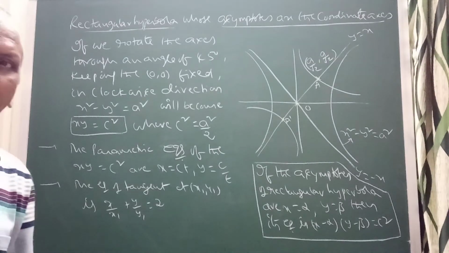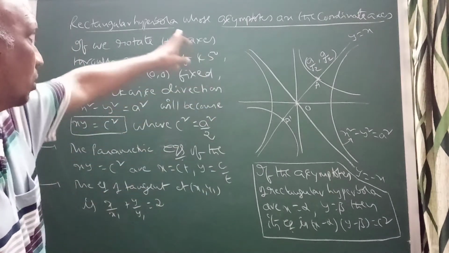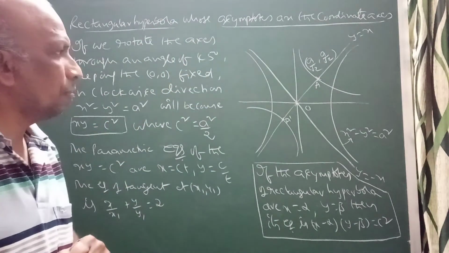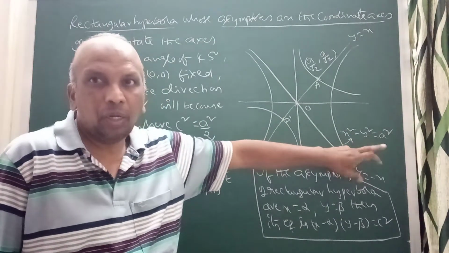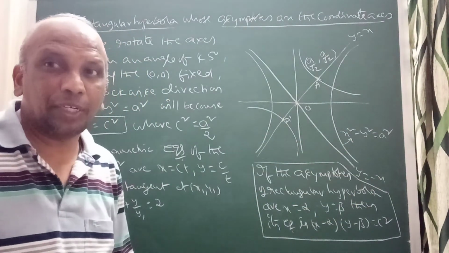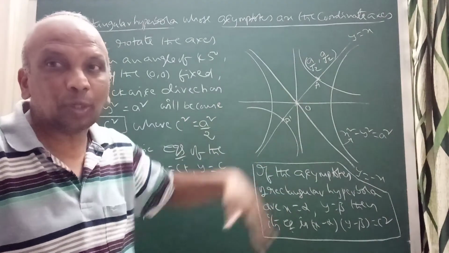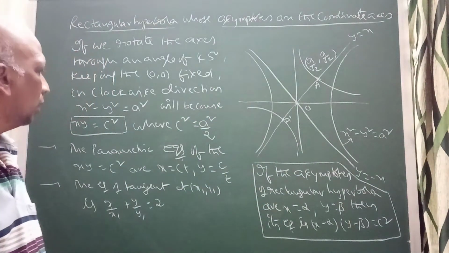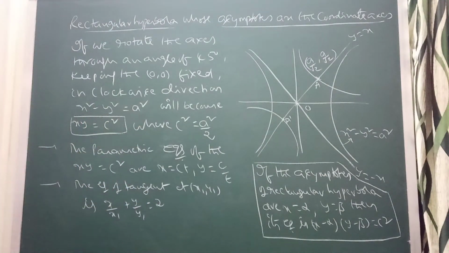Again in rectangular hyperbola, suppose the asymptotes are the coordinate axes. If the asymptotes are the coordinate axes, then this is x square minus y square equal to a square, a rectangular hyperbola. If we rotate 45 degrees clockwise, then these asymptotes will coincide with the coordinate axes. Then the equation x square minus y square equal to a square will become xy equal to c square.